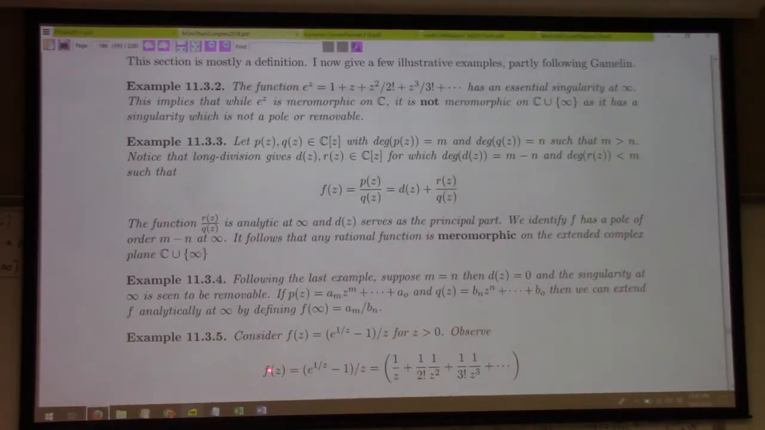I think a lot of what this example says is right. But I think one of the concluding sentences is wrong. And I want you to tell me why. So I say f of z is e to the 1 over z minus 1, all divided by z for z positive, all right? So if you look at that, we're subtracting off the 1 in the power series expansion of the exponential. It just leaves me with that. Then I divide by z, which gives me the, like so. Let's see here. I don't believe that.